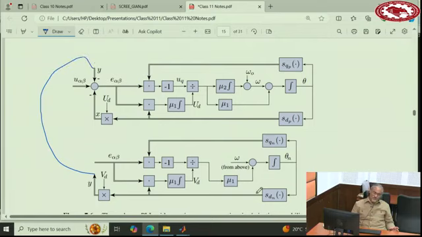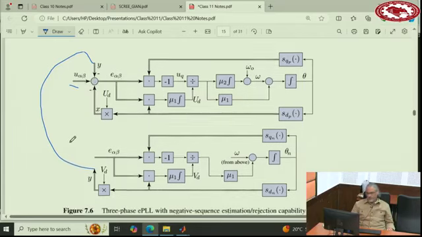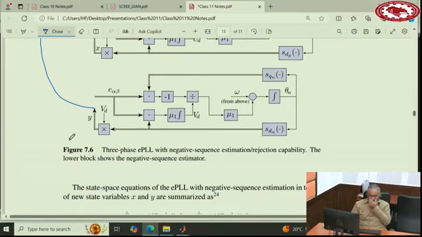So this block estimates the negative sequence, this block estimates the positive sequence, you add them together, and then subtract the entire thing from this one, so the errors will not propagate, and eventually you will have a perfect decomposition of this signal into positive and negative sequence.